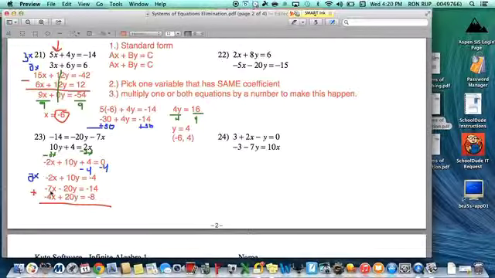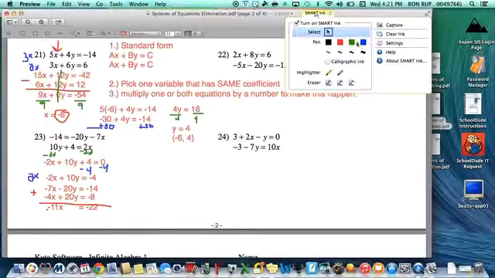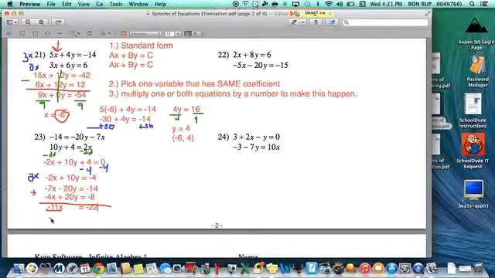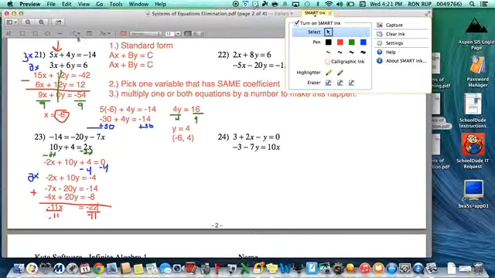So negative 7 plus negative 4 is going to give us negative 11x. And then the negative 20 plus 20 cancels out my y's because it makes 0. And then negative 14 plus negative 8 gives me negative 22. And so now all I have to do is divide each side by negative 11. And that gives me a nice number, x equals 2.